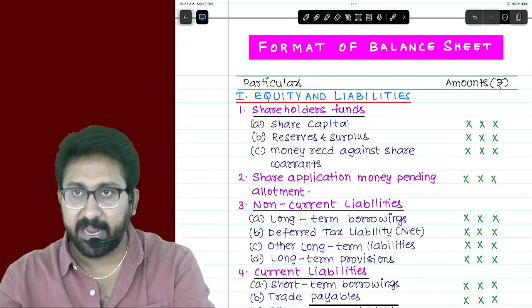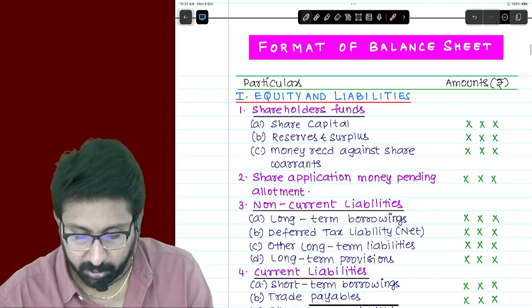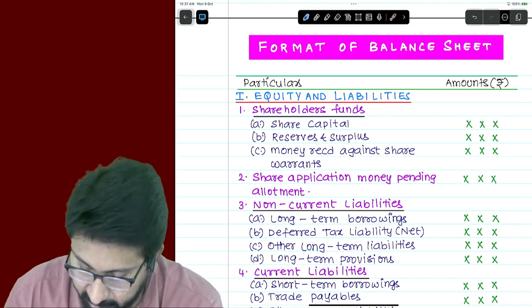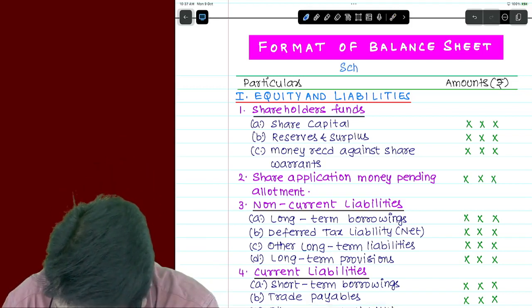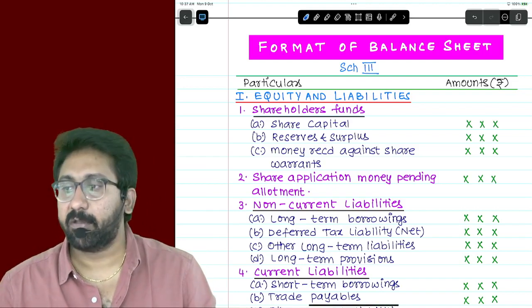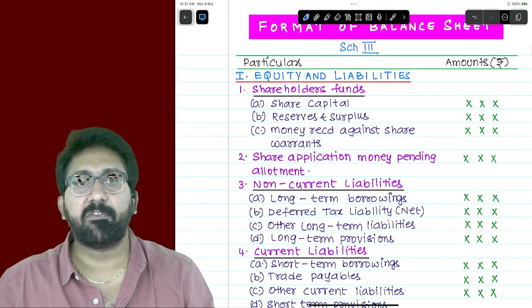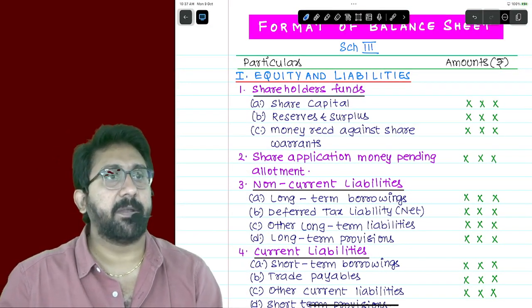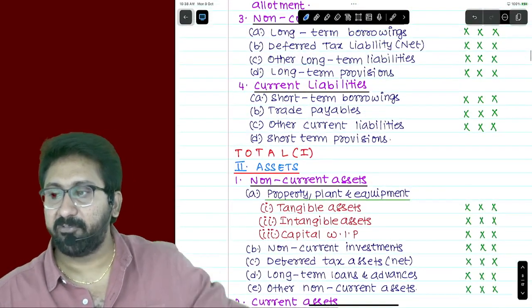First I will explain, after that you copy down. Before going into this, can you please tell me what is the schedule number for this? 3. Very good. First, tell me what is the particular number 1? What is the first one? Equity and liabilities. Everyone repeat. What is the first one? Equity and liabilities. In that, totally 4 parts will be there.